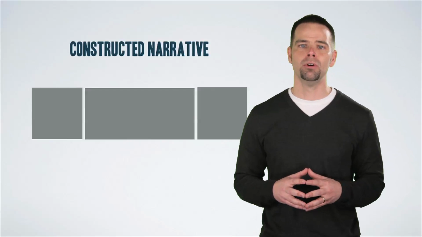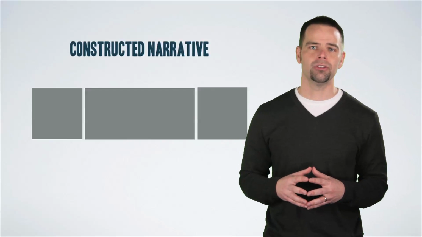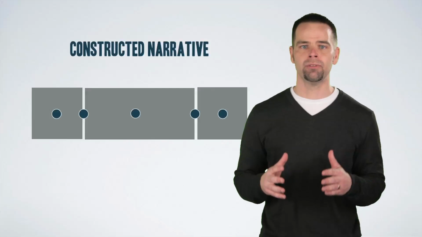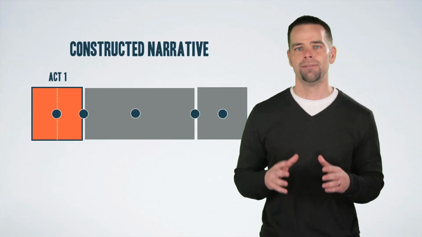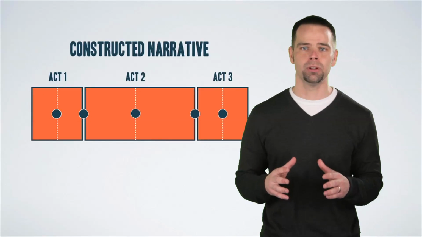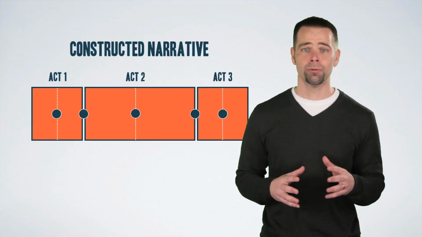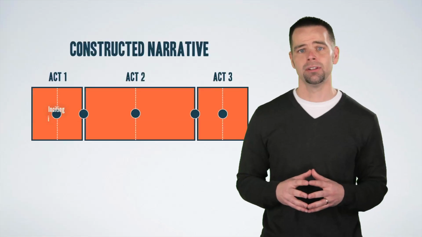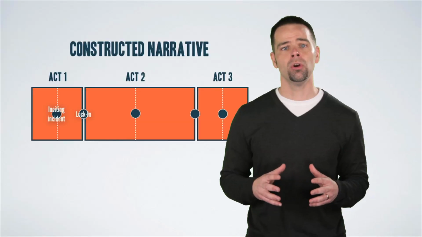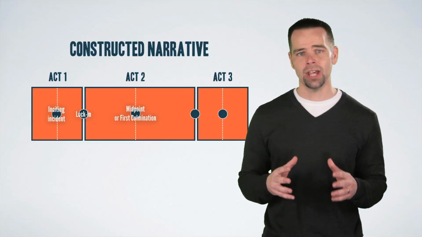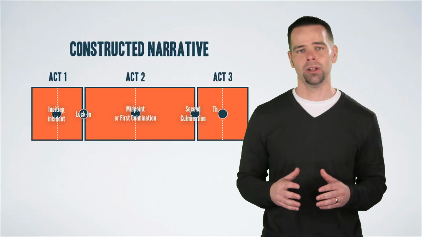Think of what you know about movies. While characters and settings change, movies share an ordering of events which is remarkably similar. 5 basic plot points divide 3 structural acts. We can refer to these points as the inciting incident, the lock-in, the midpoint or first culmination, the second culmination, and the third act twist.